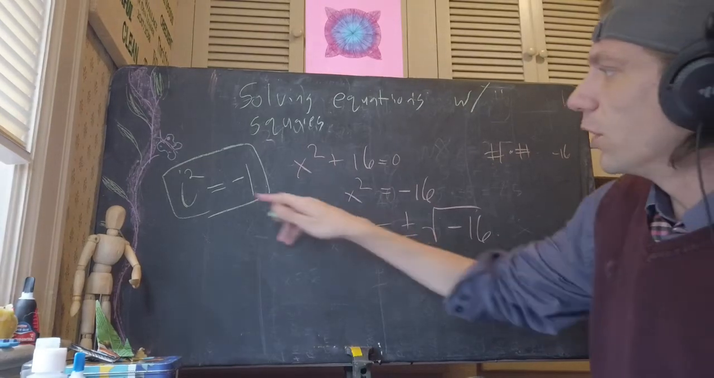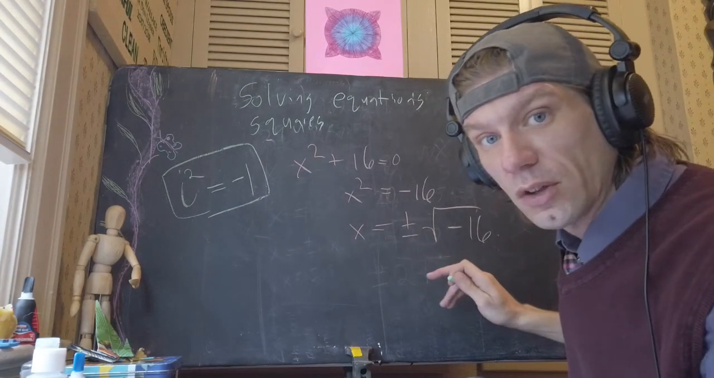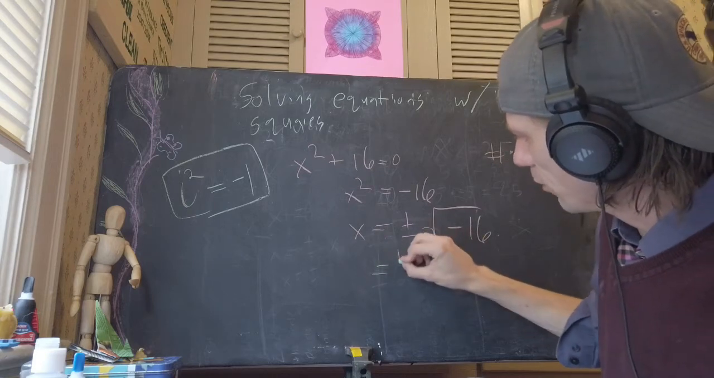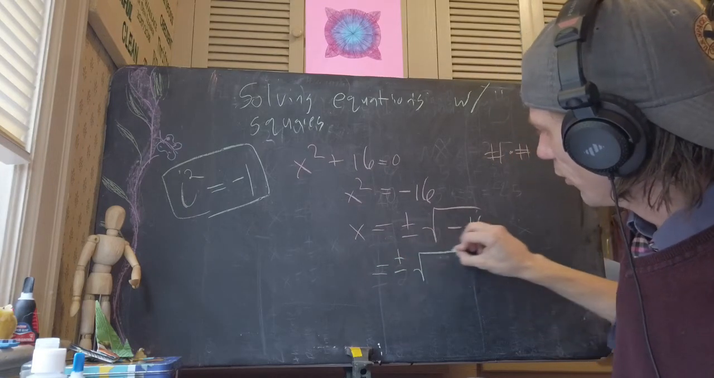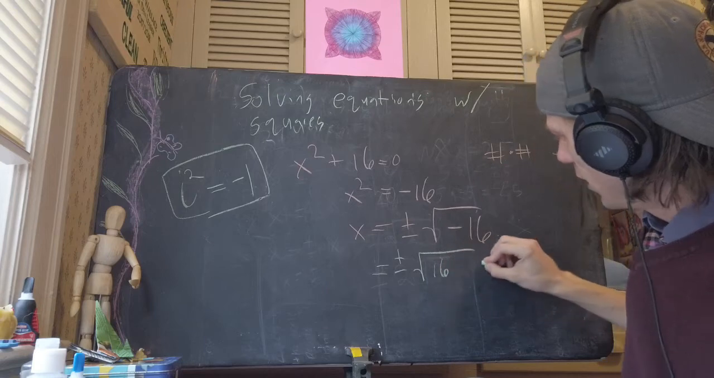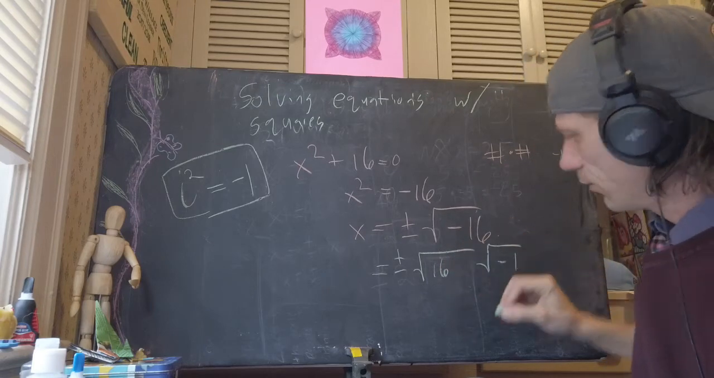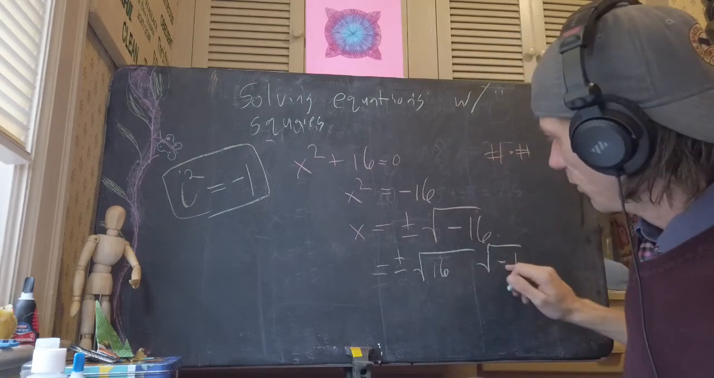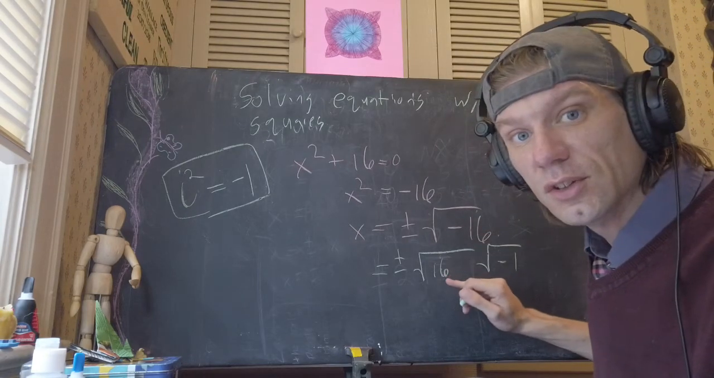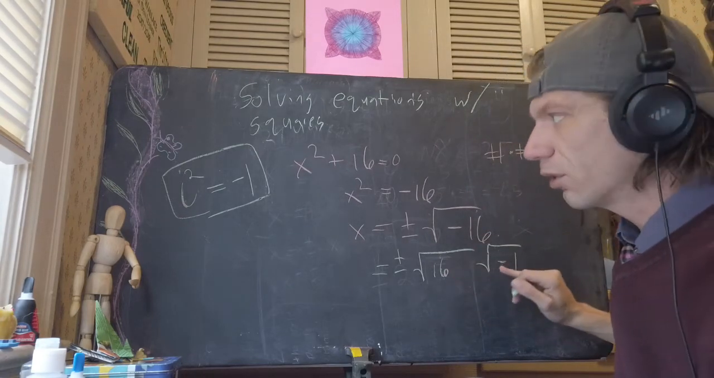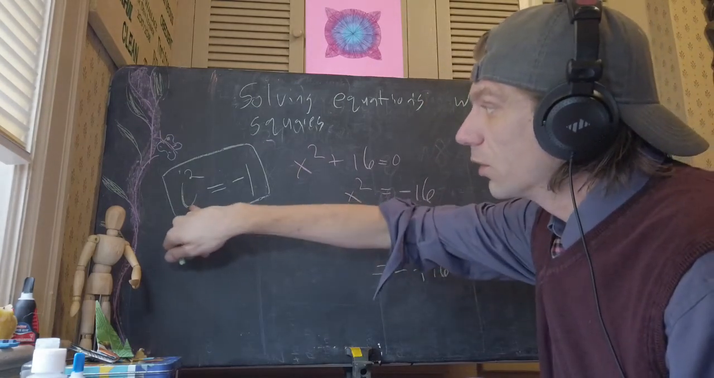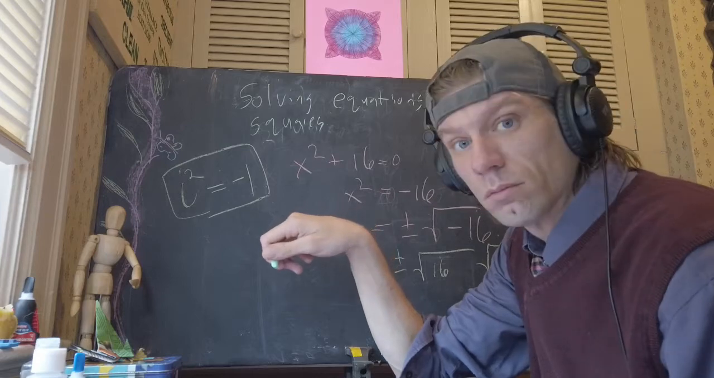So we can break this apart. Remember how we broke them apart last time, like 4 and 5 or whatever. We got our plus or minus, and you got your square root of 16, and you got your square root of negative 1. Right? 16 times negative 1 is negative 16. 16 is easy, that's just 4, right? And now we have the square root of negative 1, right? Well, we created this number, i squared equals negative 1.